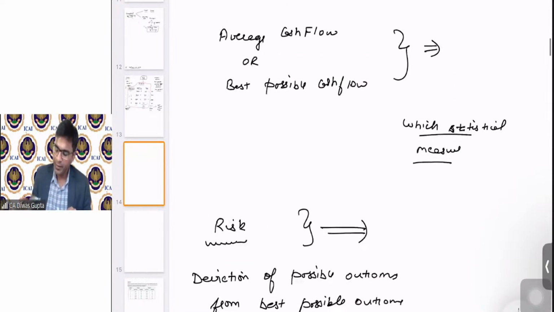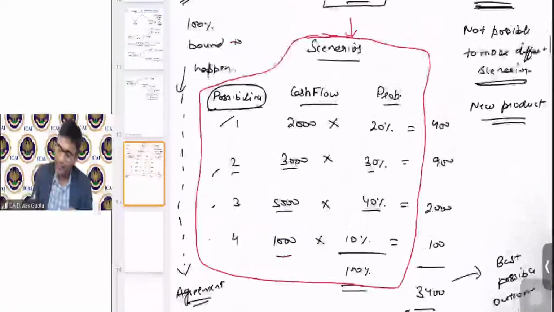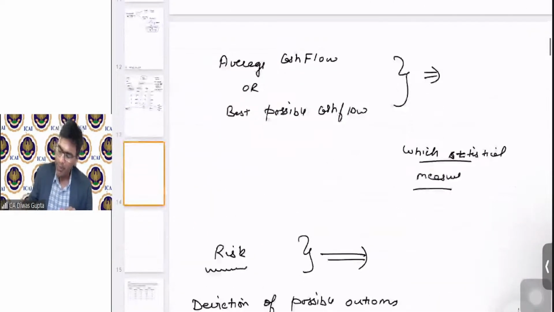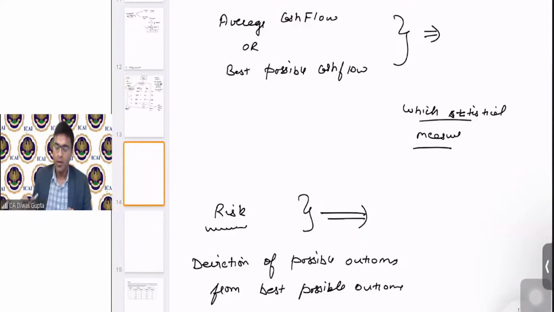Okay. So we said that, okay, let me come back here. These are the different possible outcomes: 2000, 3000, 5000, 1000. The best possible outcome is 3400. Correct? Now my question to all of you is, first tell me what is denoted for best possible outcome or average outcome? Which statistical measure do we use?